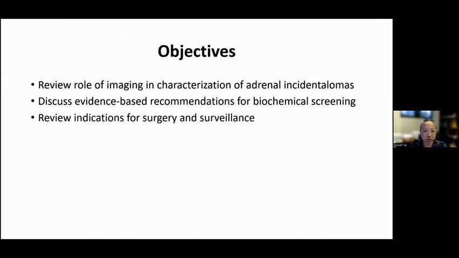I have no disclosures. So we're going to talk a little bit in the next 15-20 minutes about reviewing the role of imaging and characterization of adrenal incidentalomas, discussing some of the evidence-based recommendations for biochemical screening, and also reviewing indications for surgery and surveillance, which is, of course, the most exciting part of what we're talking about here.